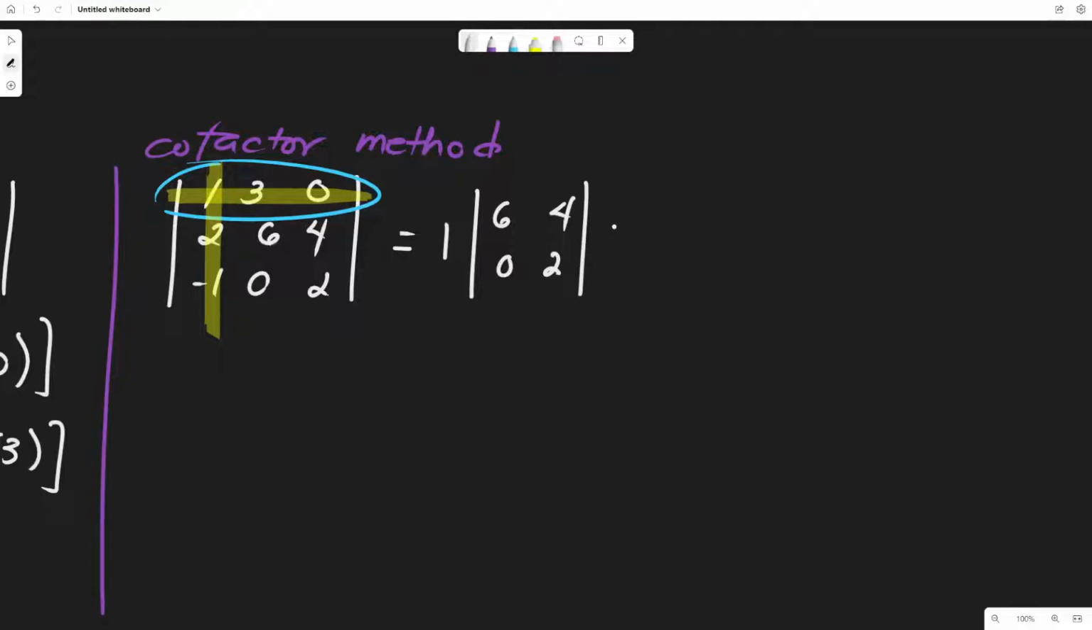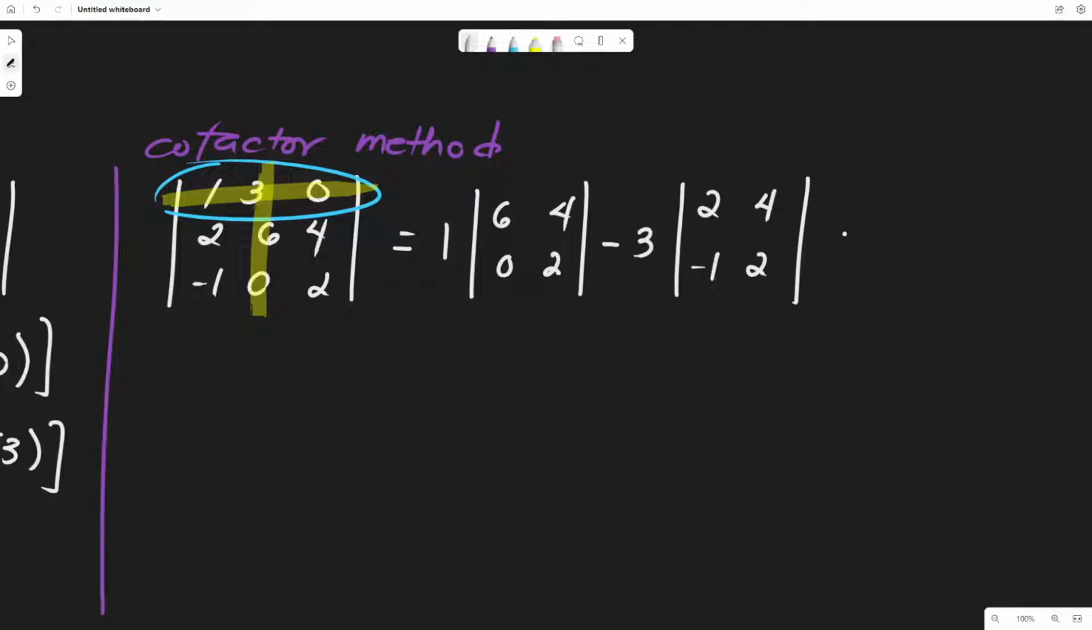Then, kapag ganito guys, magpapalit kayo ng sign. No? So, this is positive. Then, we have here negative. Then, kay 3 naman tayo. So, kay 3, ito yung kanyang ka-row. Ito yung kanyang ka-column. So, lahat ng hindi tinamaan, yun yung kukunin mong cofactor. 2, 4, negative 1, 2.